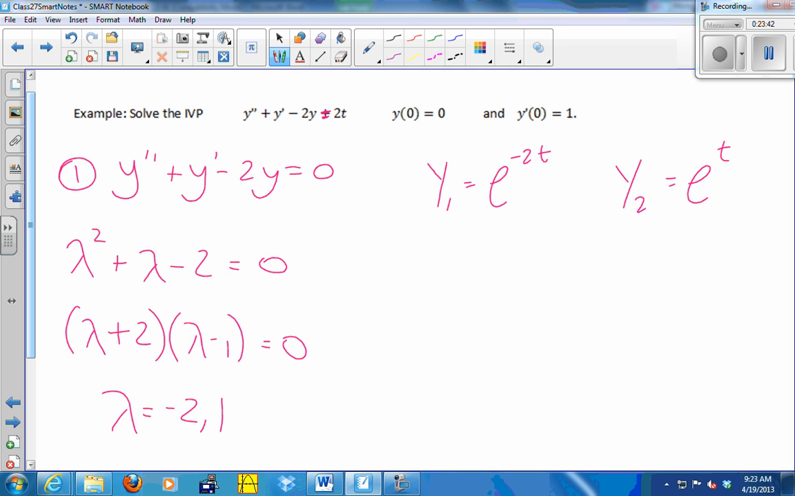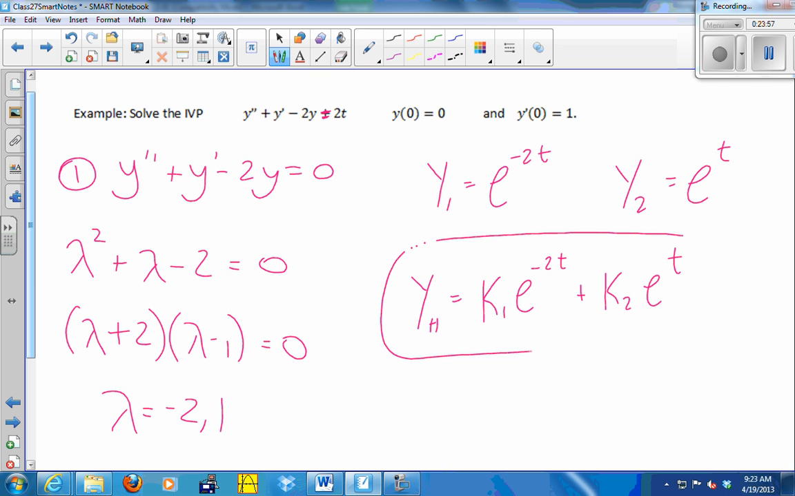To get a general solution to that homogeneous equation, I take a linear combination of these two solutions. k1 e to the -2t. Okay, so there's my step 1. So that part should be easy. The hard part is the lucky guess, the educated guess.